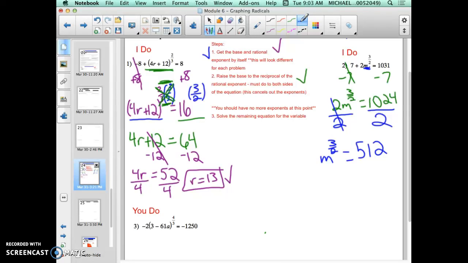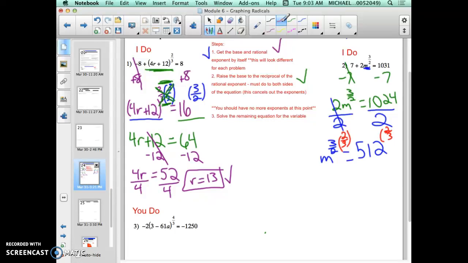Raise the base to the reciprocal of the rational exponent. So I'm going to raise the base of m to the reciprocal of its exponent. In this case, the reciprocal of 3 over 2 is 2 over 3. Put it in parentheses. Whatever I do to one side, I have to do to the other side.